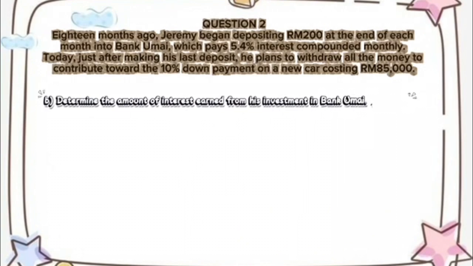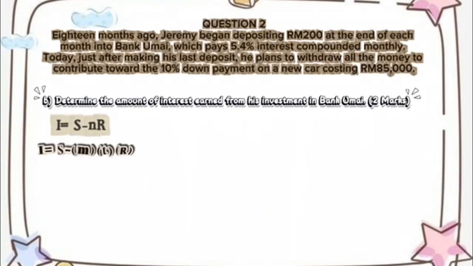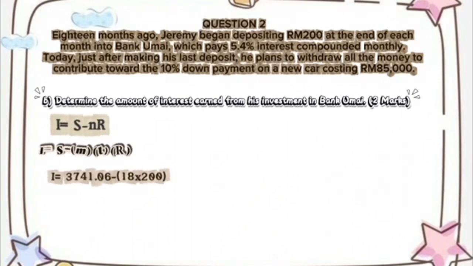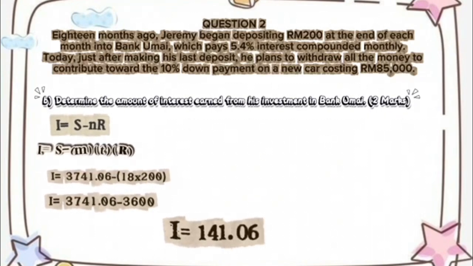For part B, I used the interest formula I equal S minus nR, where S is the total amount and nR is the total contribution. So S equal 3,741 ringgit and 6 cents, and nR, 18 times 200, equal 3,600 ringgit. Then I subtract 3,741 ringgit and 6 cents minus 3,600 ringgit equals 141 ringgit and 6 cents. So the interest earned is 141 ringgit and 6 cents.